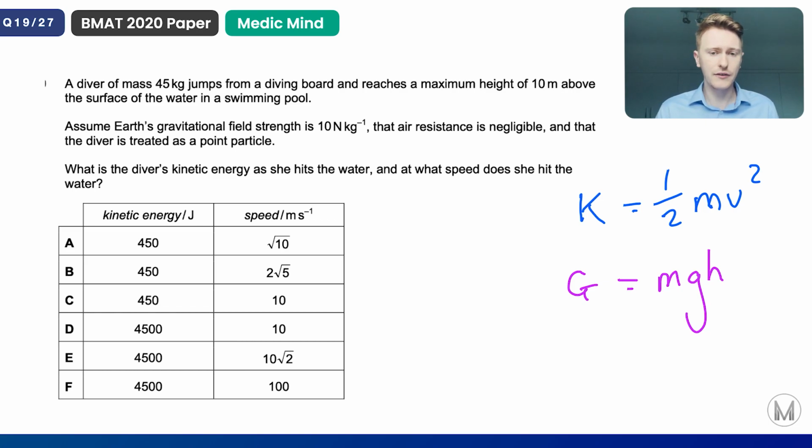So we've got a mass of 45. It's been raised 10 meters above the ground and the gravitational field strength is 10. 45 times 10 times 10 gives us 4,500. That's its gravitational potential energy at the top. So when we drop it, just before it hits the water, as she hits the water, all of that energy will have gone into kinetic energy, and therefore the kinetic energy will also be 4,500. So we're looking at D, E, and F.